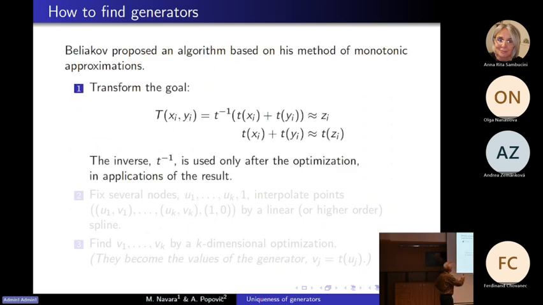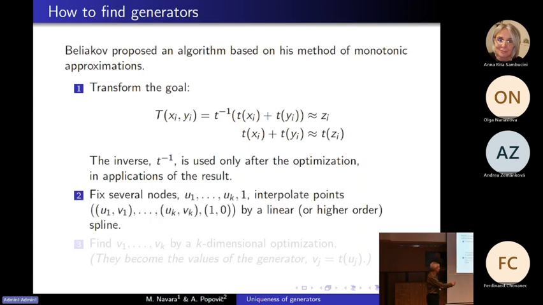So his approach says, transform the goal, because you can apply the unknown generator to both sides and say that your approximate equality means that the sum of generators on the arguments should be approximately the sum of generators at the desired value. And here, this way, you avoid the need to use the inverse, and one obstacle is overcome. Good trick. Well-known trick, used many times.